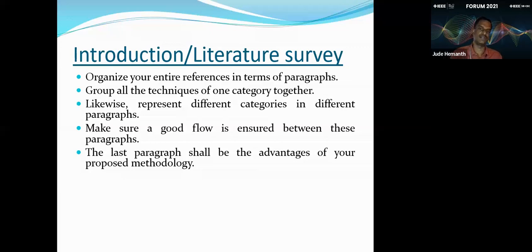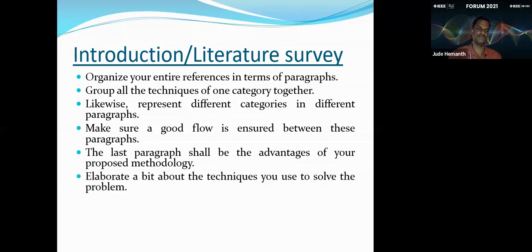That should talk about your proposed methodology in a better way. In this research paper, these are the things I am going to do. Elaborate a bit about the techniques you use to solve the problem. So don't repeat the same thing from the abstract. In the abstract, we have talked maybe 3 or 4 lines. Now it is a paragraph of 10 or 12 lines. Elaborate on that. Give some more information in addition to what you have given in your abstract.